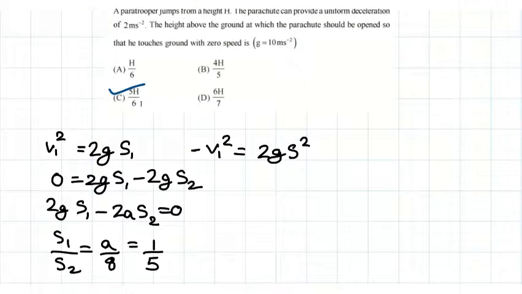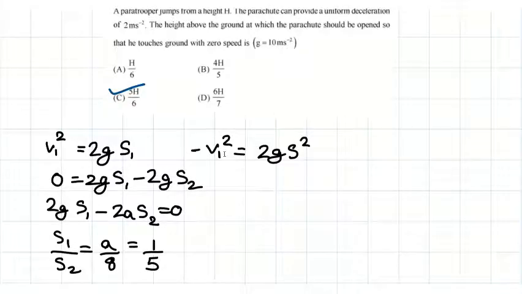Now in the fifth question, we have a rectilinear motion in which a paratrooper jumps from a height h. There's a uniform deceleration due to the parachute of just 2 meters per second squared, and we need to find the height above ground at which the parachute must be open so that when the paratrooper touches ground, it is with zero velocity. Now we can use the third equation of motion, v square minus u square equal to 2gs.